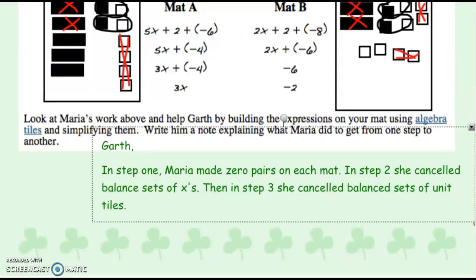I said in step 1, Maria made 0 pairs on each mat. In step 2, she canceled balanced sets of x's, and then in step 3, she canceled balanced sets of unit tiles, just like we did when we were solving it.